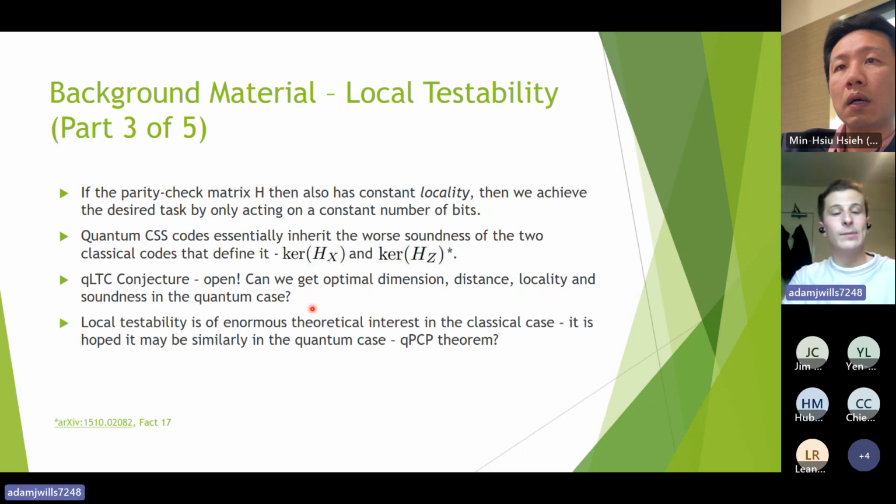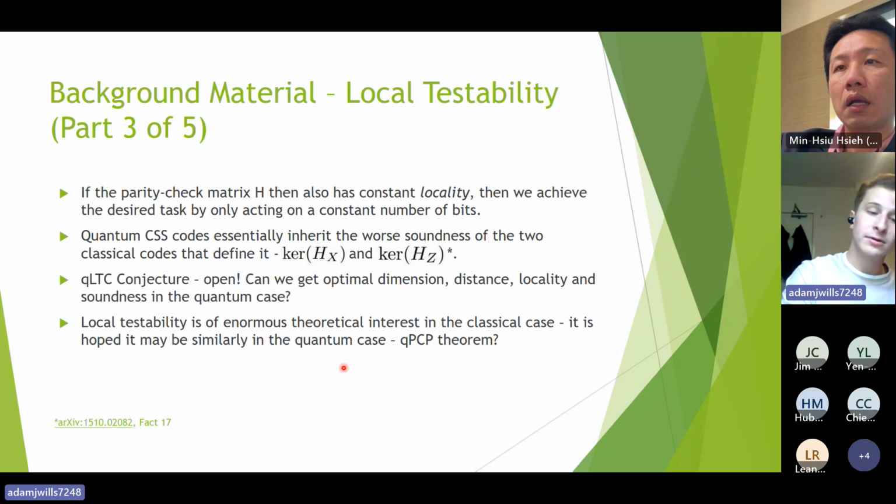And before I move on, allow me to say a few more words about the importance of local testability. It is known to be of significant theoretical interest in the classical case, and the hope is that it will be similarly important in the quantum case, to quantum complexity theory particularly. The notion of classical local testability was used extensively in the proof of the PCP theorem, which is one of the most important theorems in classical complexity theory.